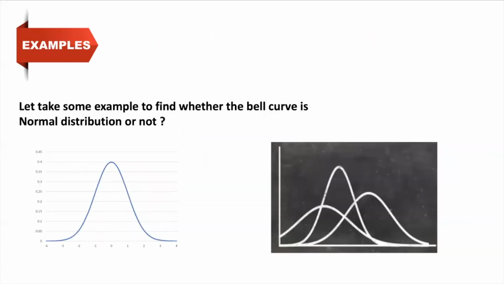Now, let us take some examples to find whether the bell curve is a normal distribution or not. Let us see figure 1. As you can see, the mean, median, and mode are all the same and lie at the center of the data, and the graph is symmetric toward the center. So it is a normal distribution graph. And for the second figure, all three curves are not normal distribution graphs. As you can see, mean, median, and mode are all different and the graph is not symmetric toward the center.